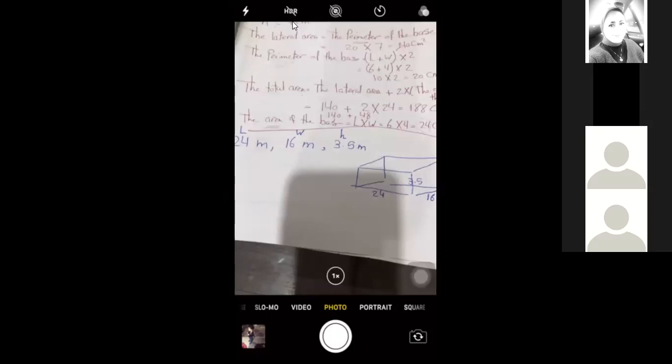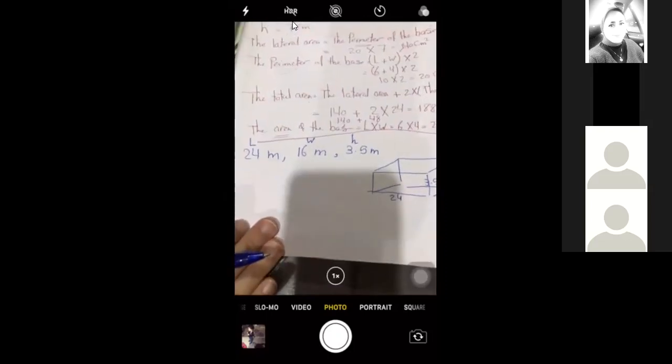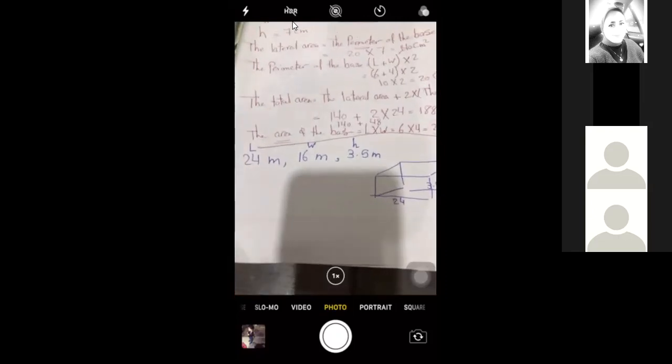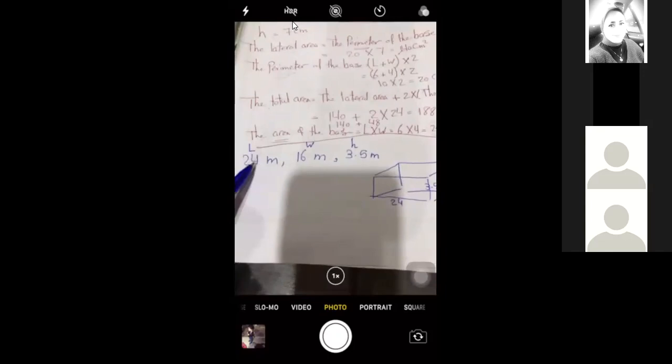Miss, can you say the question again? I can't see it clearly. Now it's clear for you? He gives you the 3 dimensions: the length 24 meter, width 16 meter, and height 3.5 meter. He wanted you to get the lateral area and the total area.